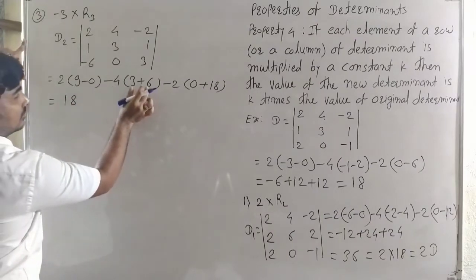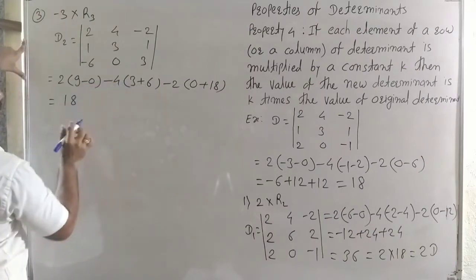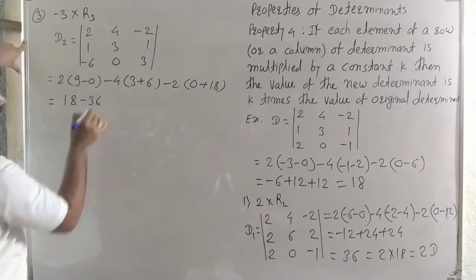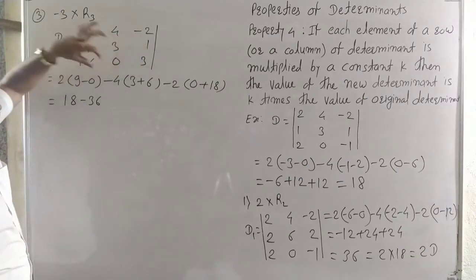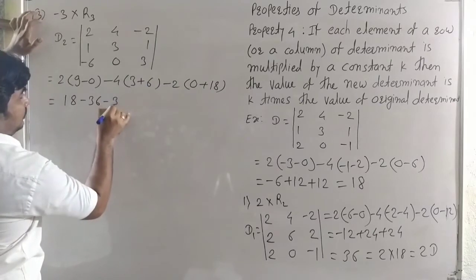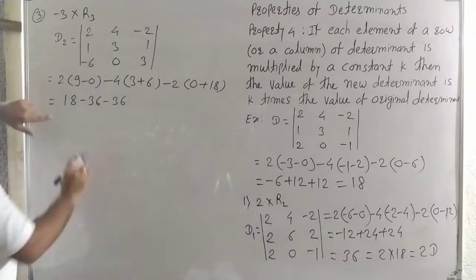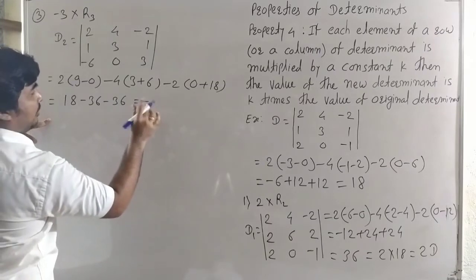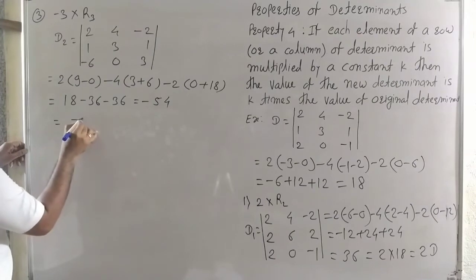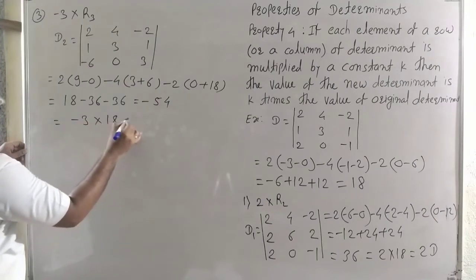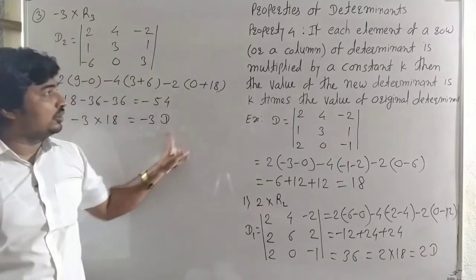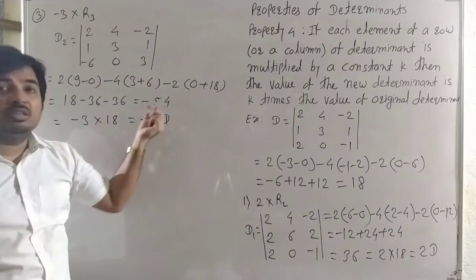Then here it is 9. 9 into minus 4, it is minus 36. And again 18 into minus 2, minus 36. See carefully. And then it is minus 54. Okay. And minus 54 can be written as minus 3 into 18, that means minus 3 into D. Minus 3 times the original. K times the original, it is minus 3 times the original.